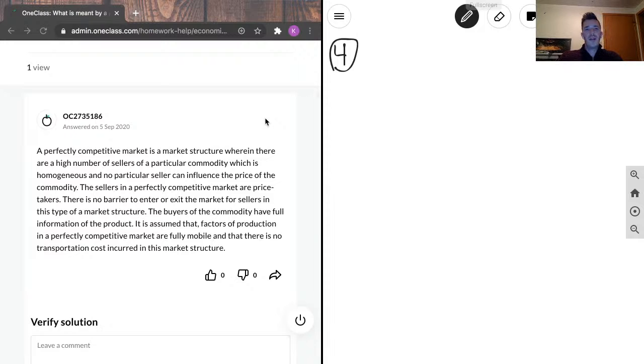And Janine The Tutor has written that a perfectly competitive market is a market structure wherein there are a high number of sellers of a particular commodity, which is homogeneous, and no particular seller can influence the price of the commodity. Sellers in a perfectly competitive market are price takers. There's no barrier to entry or exit the market for sellers in this type of market structure. The buyers of the commodity have full information of the product. Let's assume that factors of production in a perfectly competitive market are fully mobile. There is no transportation cost incurred in this market structure.